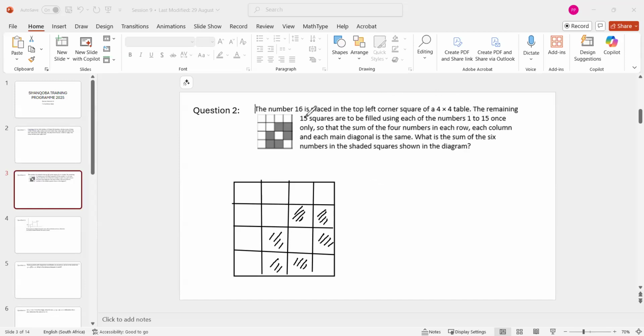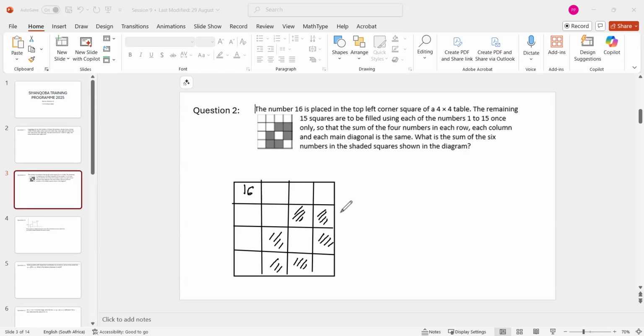Right. So the number 16 is placed here, top left corner. The remaining 15 squares are to be filled using all the numbers from 1 to 15, once only. So this is a magic square.